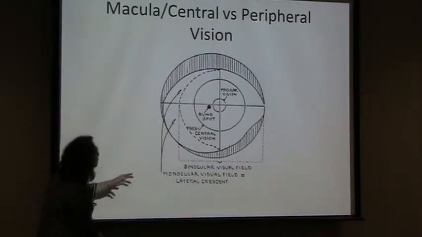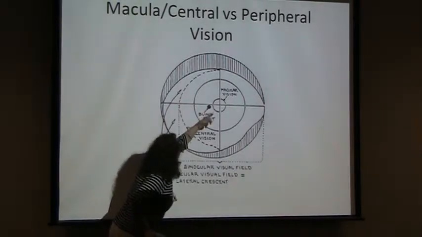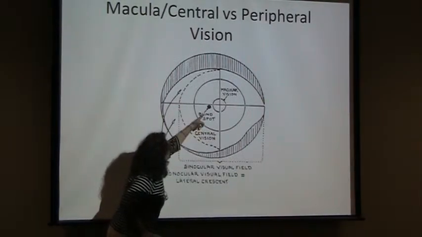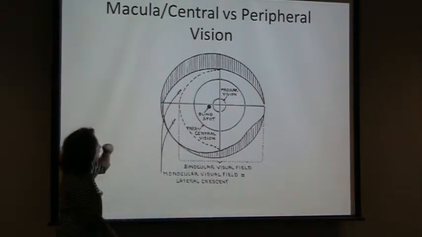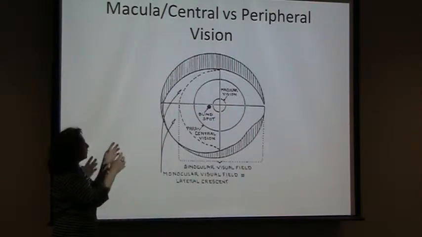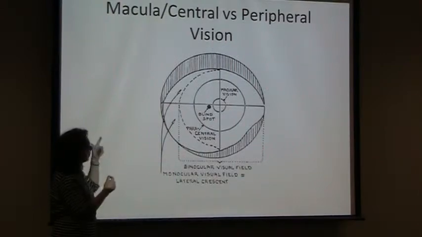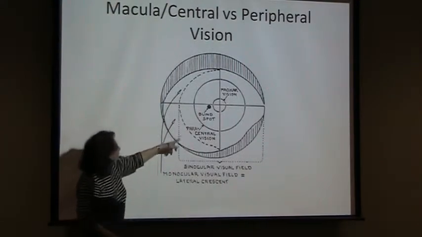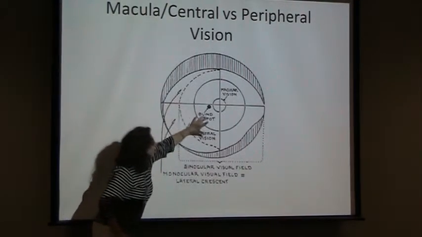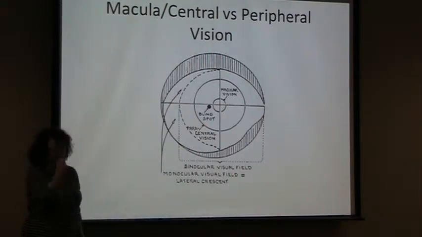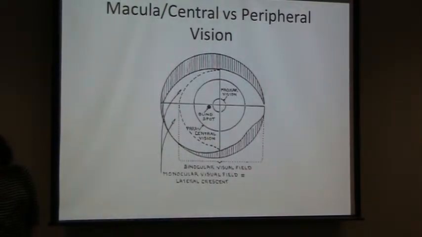So here's your macula. It's a little teeny tiny. Here's your blind spot, from where your optic nerve, all that bundle of nerve fibers from the retina, goes back into the brain. Paracentral vision. So everything else is your peripheral vision. Okay.